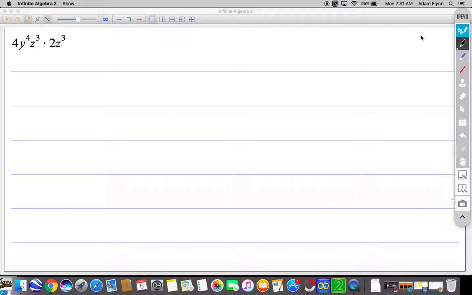Okay, taking a look at this one, we've got 4y to the 4th z cubed times 2z cubed. So I'll take care of my numbers first. So I've got a 4 and a 2. I know 4 times 2 is 8.